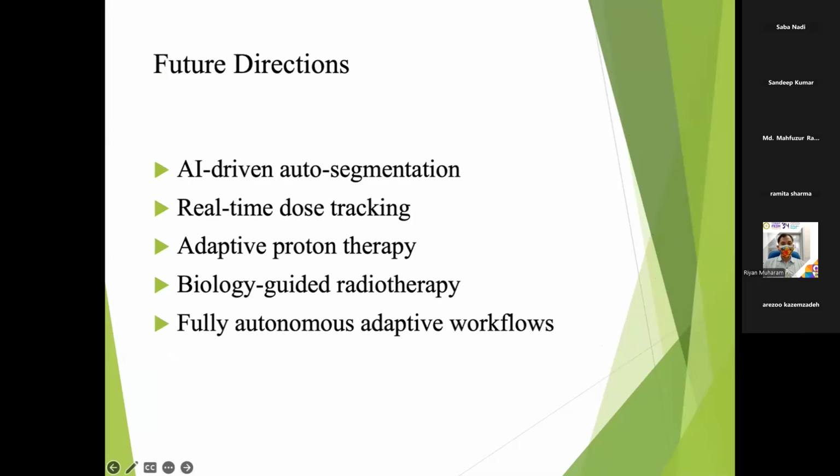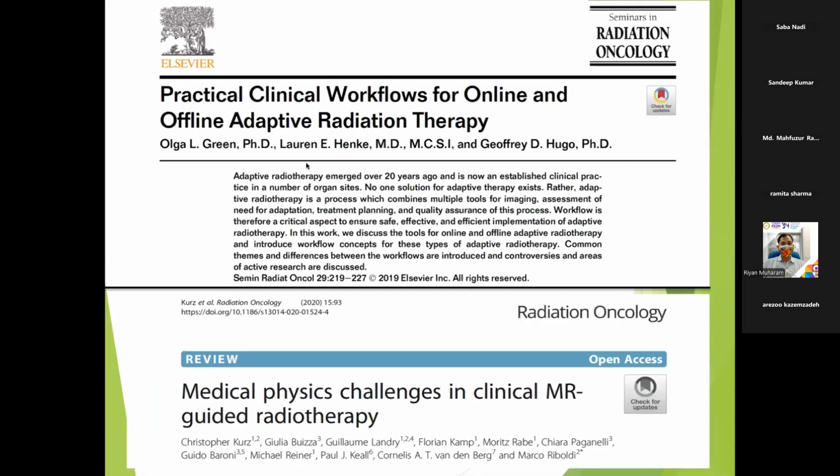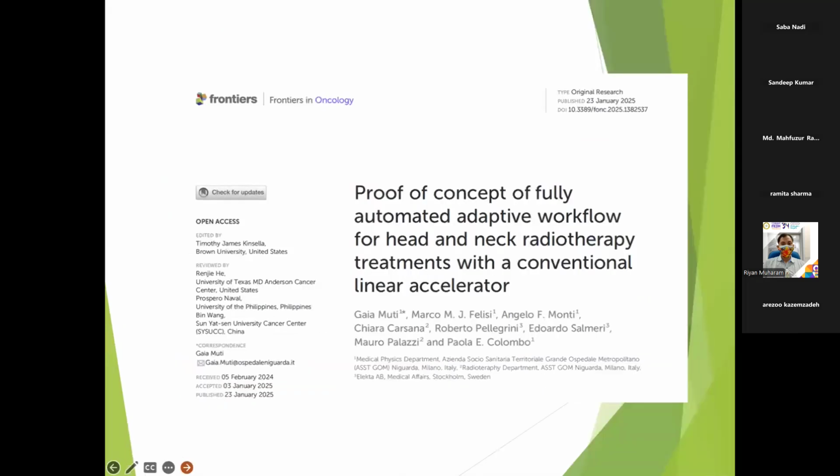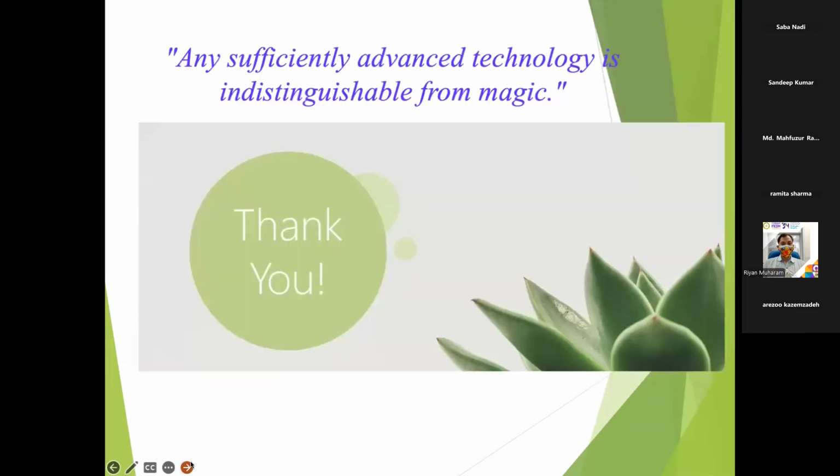So again, future directions may be AI-driven auto-segmentation, real-time dose tracking, adaptive proton therapy, biologically guided radiotherapy, fully autonomous adaptive workflow. These are a few publications connected with adaptive RT. This is the recent one published in 2025: proof of concept of fully automated adaptive workflow for head and neck radiotherapy treatments with a conventional linear accelerator. Finally, before saying thank you: any sufficiently advanced technology is indistinguishable from magic.